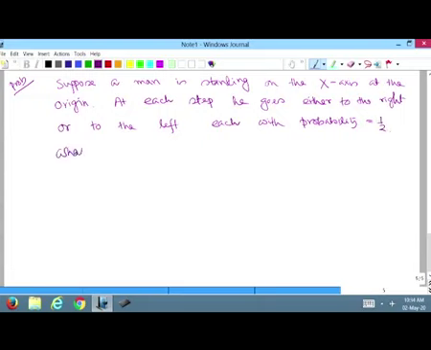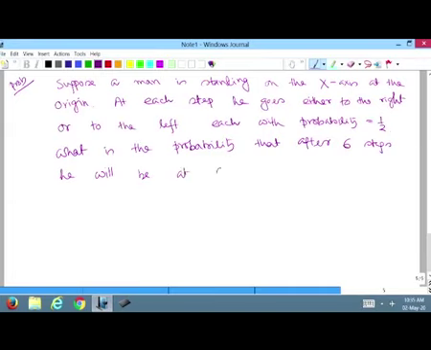What is the probability that after 6 steps he will be at a distance 2 from the origin? So, I hope you understood the question.